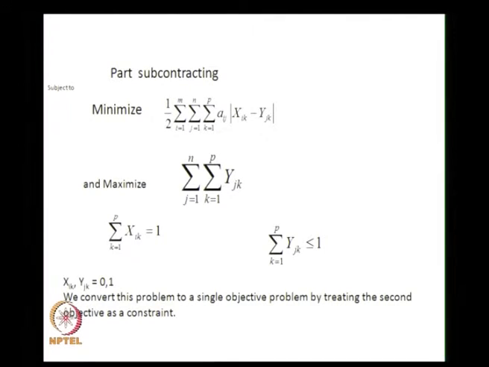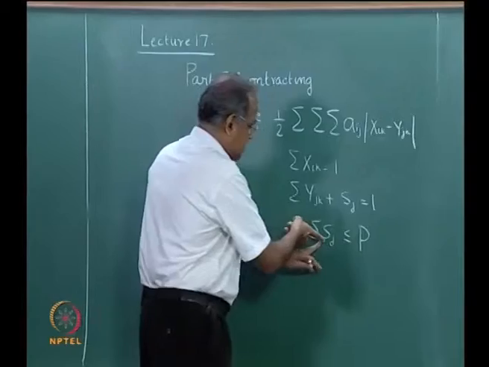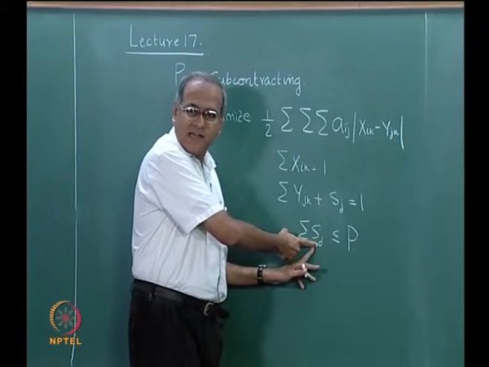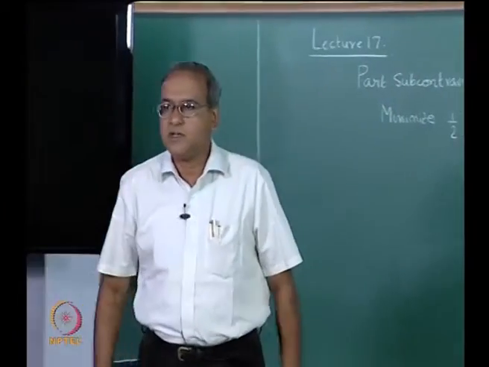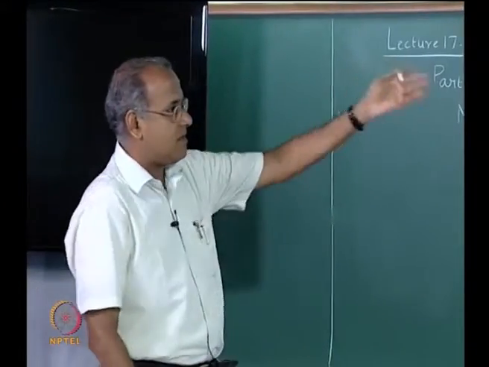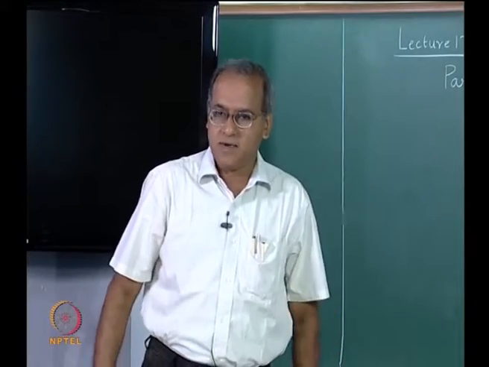Two-objective problems are also not very easy to solve. So, it is okay to consider one of them as a constraint. When we take maximize sigma yjk as a constraint, yjk greater than or equal to some number, it is the same as minimizing the parts that are subcontracted and saying that not more than p parts will be subcontracted.